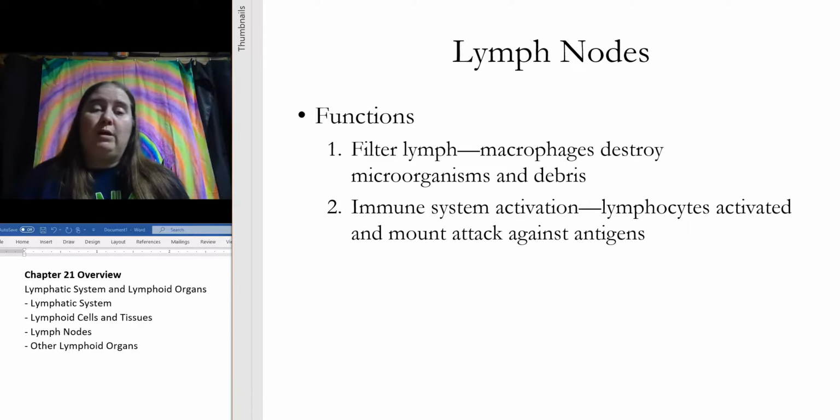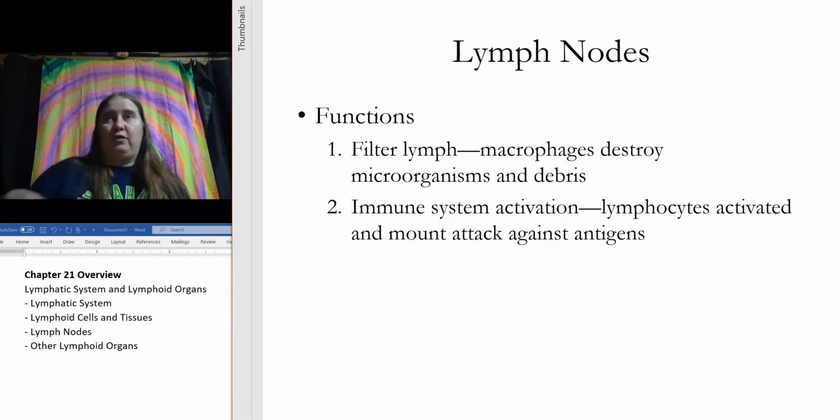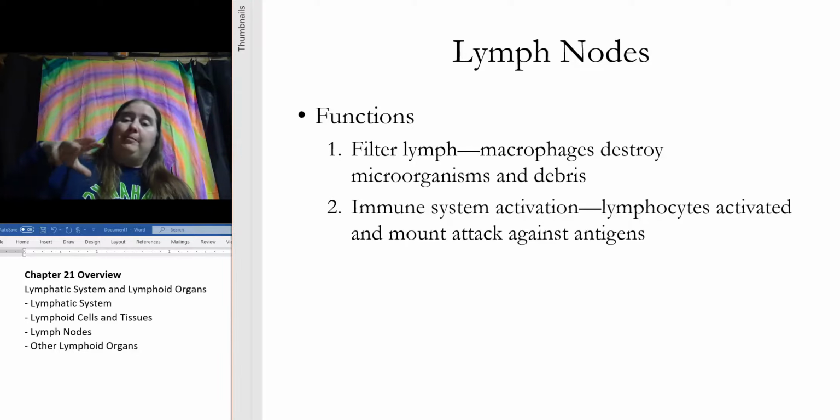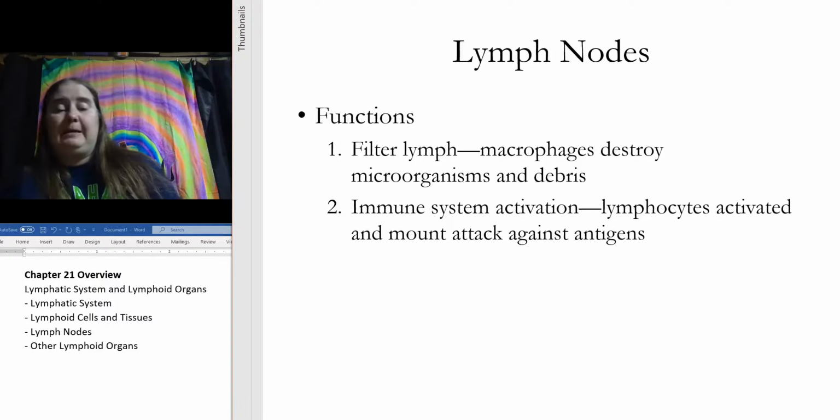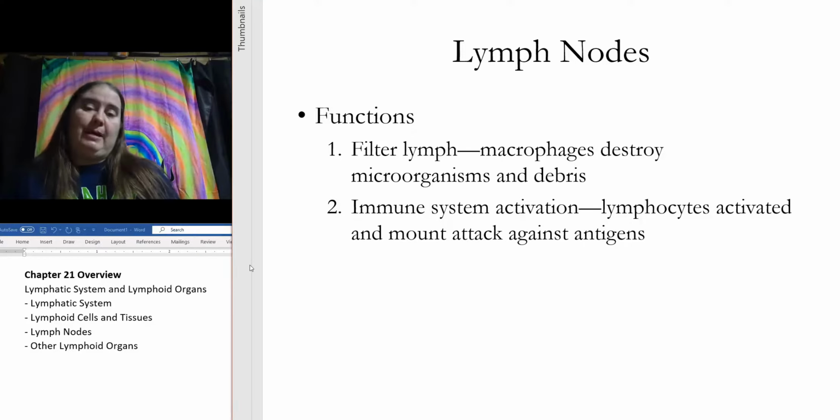Once you start to filter out that lymph, those pathogens that are caught in the filter will initiate the activation of those lymphocytes, which will then mount an attack against those antigens. Now, I keep on using the word pathogen and antigens.